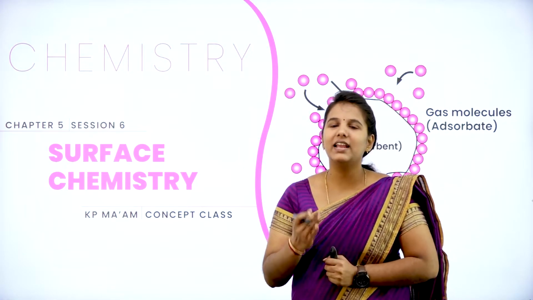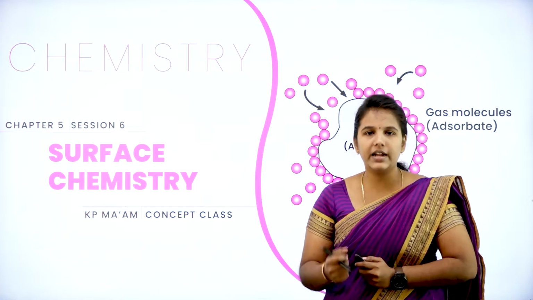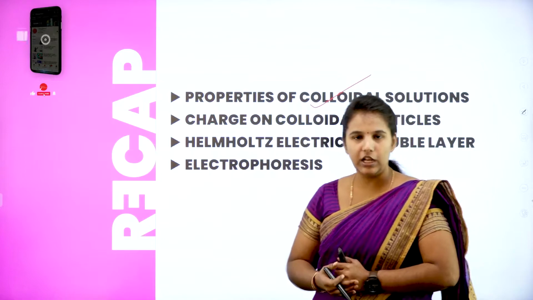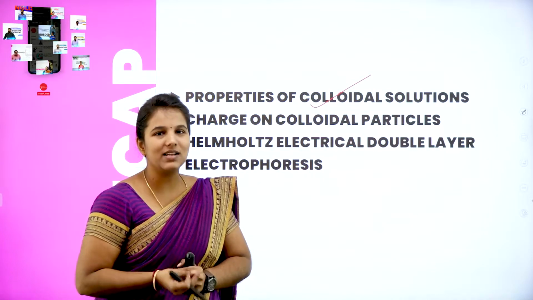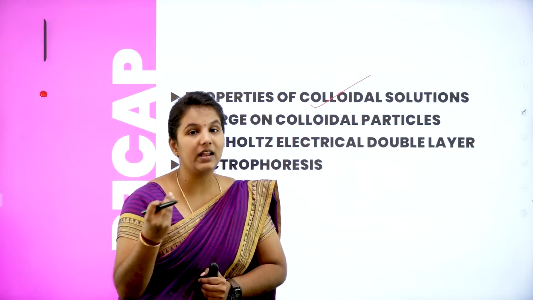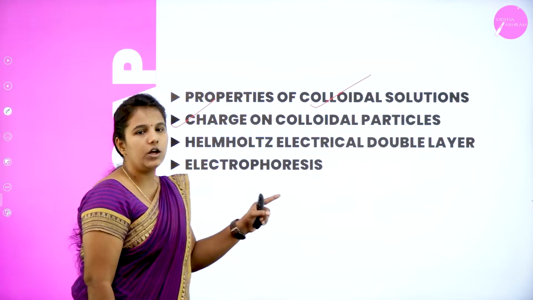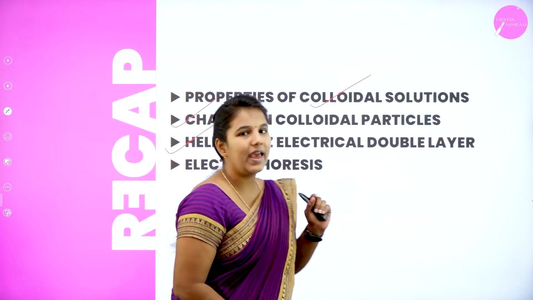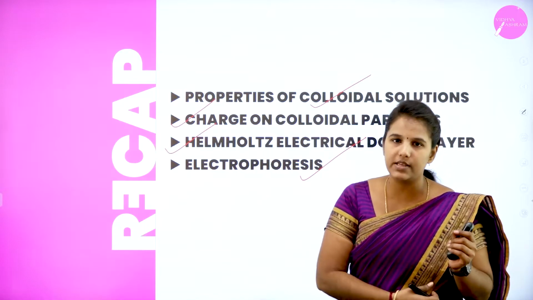My dear students, in our last discussion, we were dealing with the unit called Surface Chemistry. Under that, we have discussed the properties of colloidal solution. In that, we have listed out the 4 different properties: the Tyndall effect, Brownian movement, color, as well as the colligative property. In addition to this, we also talked about the charges on the colloidal particles, and we discussed the Helmholtz electrical double layer, and also the electrophoresis.